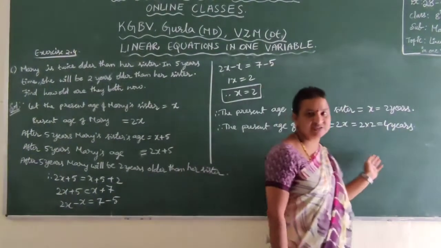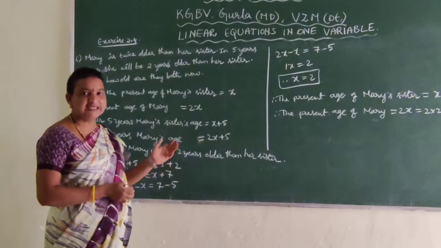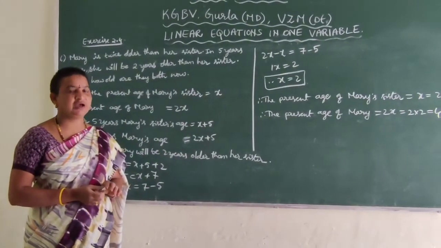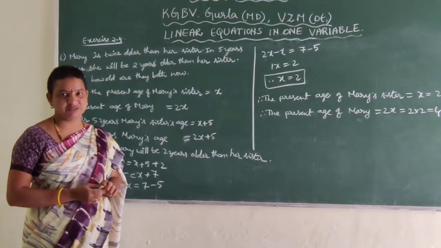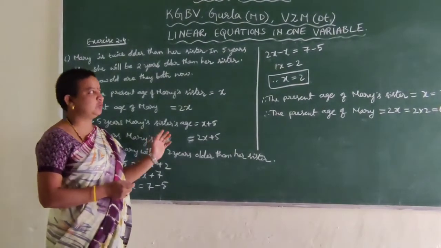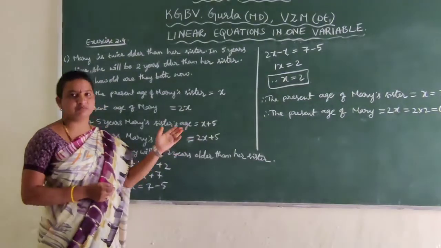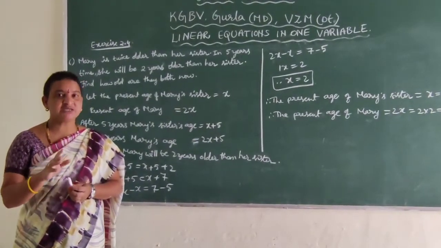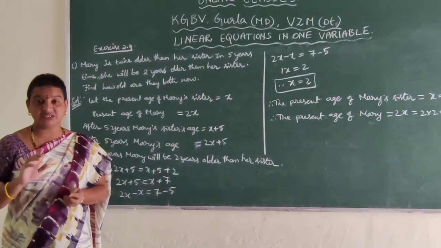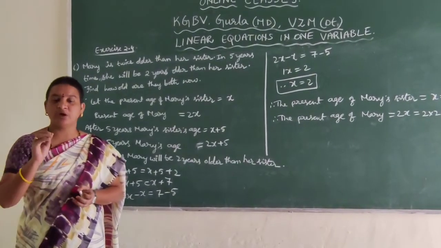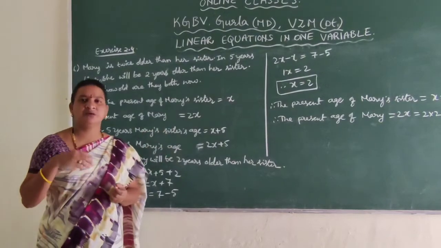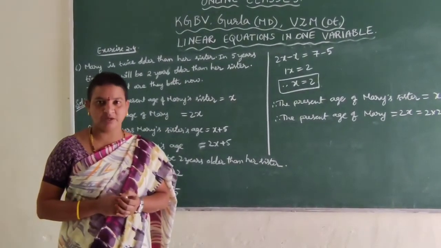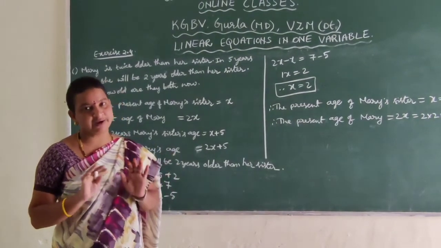Okay, are you clear children? In this way you have to complete the remaining problems. I think all of you will try to complete the problems. You have to read the problem again and again to understand. If you understand, then only you can solve the problem. That's why I told you, you have to read this type of problem very clearly, many times. First you have to read carefully and then try to solve.